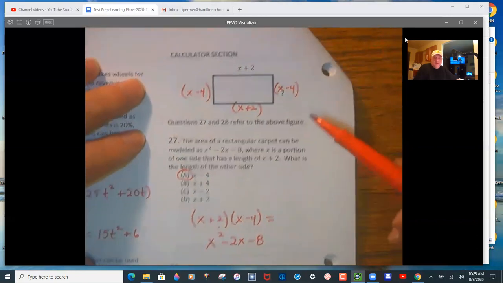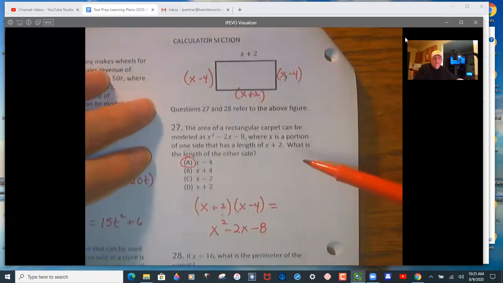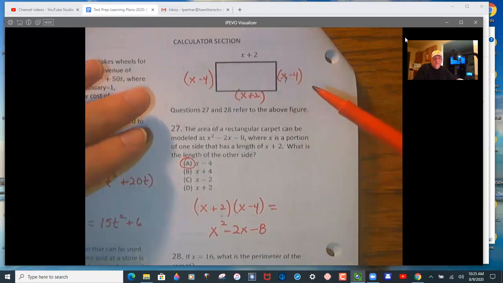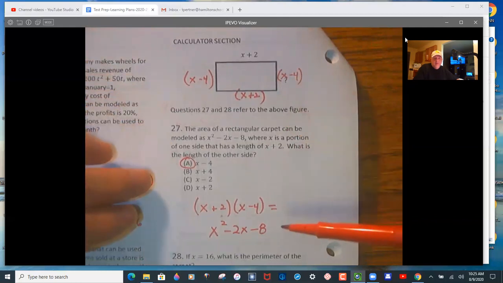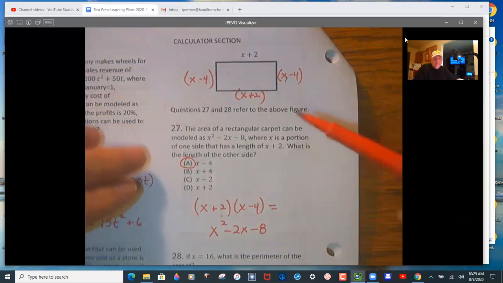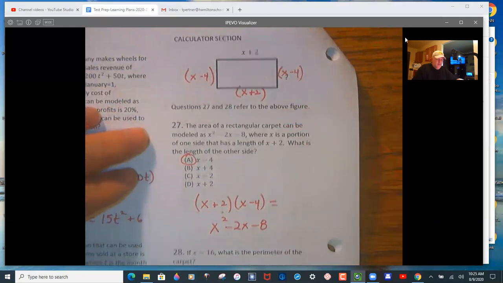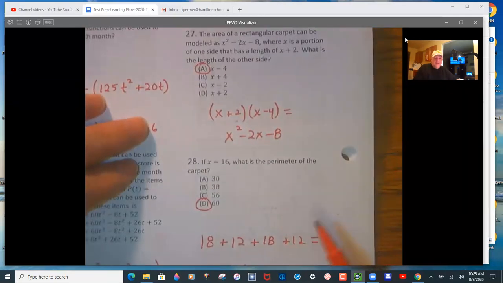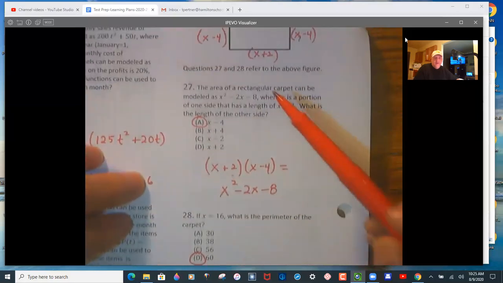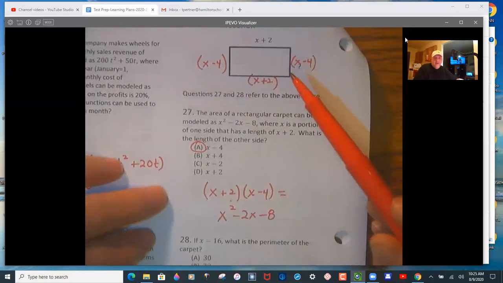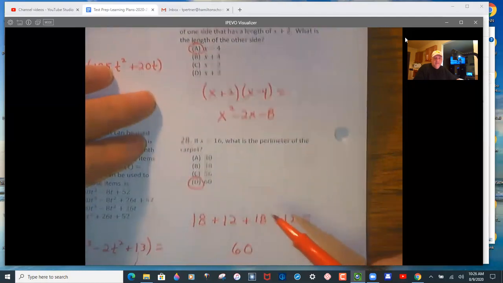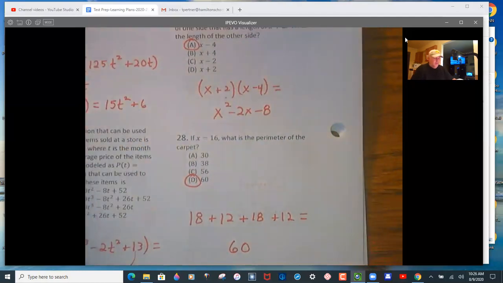Okay, so here's this rectangle, and the length of x plus 2, so it must be x minus 4 on the other one when you factor it. Pretty easy problem to do. Again, involves a little bit of factoring. If x equals 16, what's the perimeter? So you can figure out that we have a 12 by 18. So 12 plus 18 plus 12 plus 18 on that.